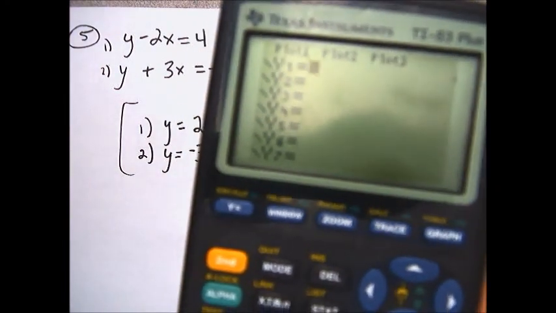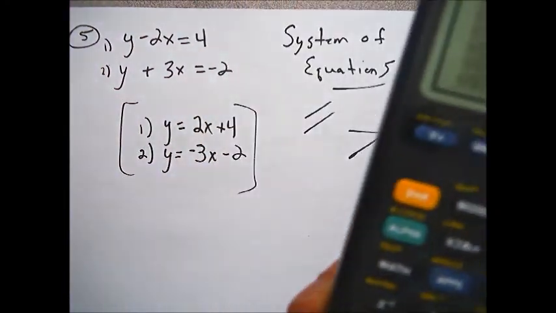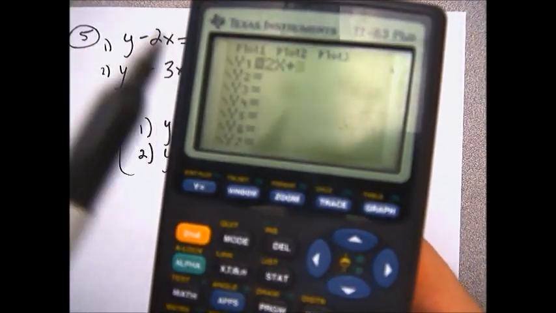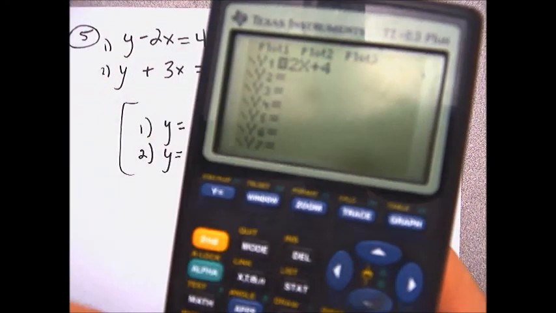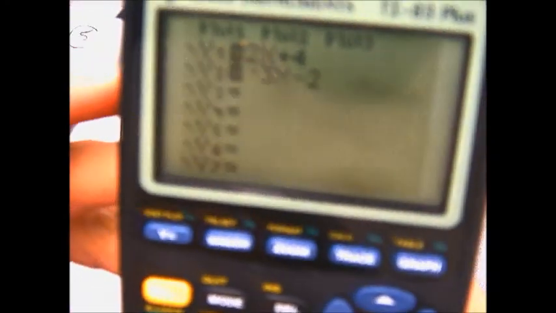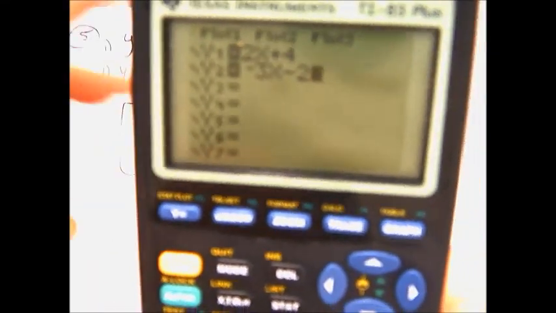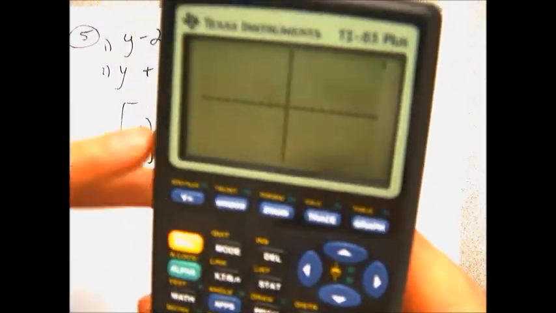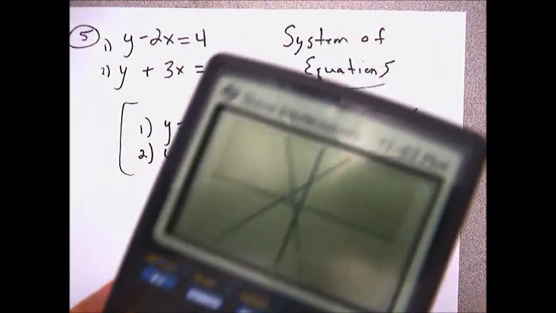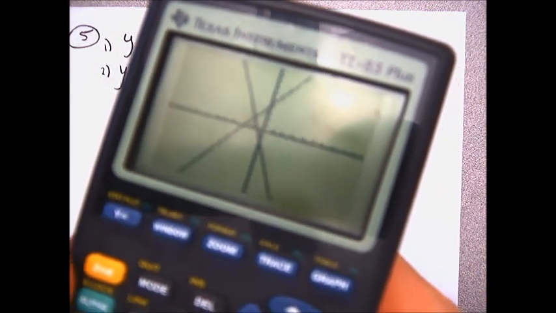And for y1, we're going to plug our two equations in. So the first one is 2x plus 4. Our second one is negative 3x minus 2. So you can see there we have them plugged in. We want to do a zoom 6. And when we do our zoom 6, see they intersect somewhere over towards the top left.